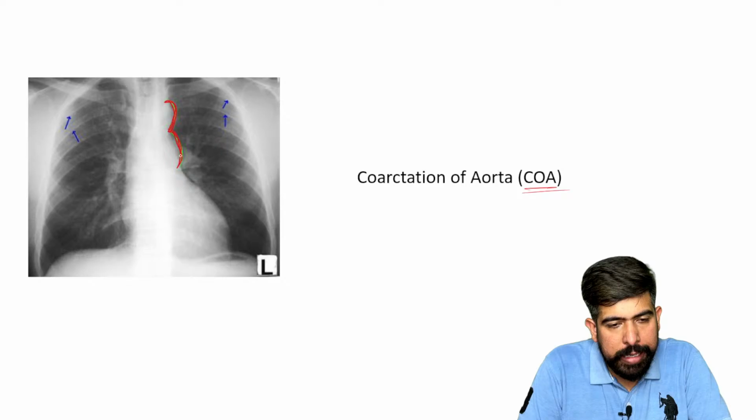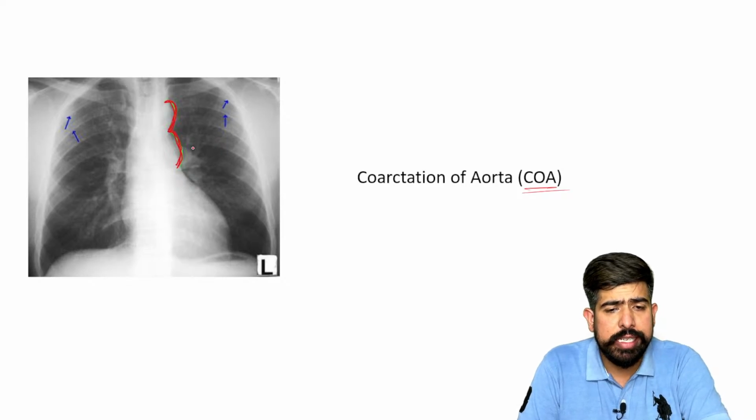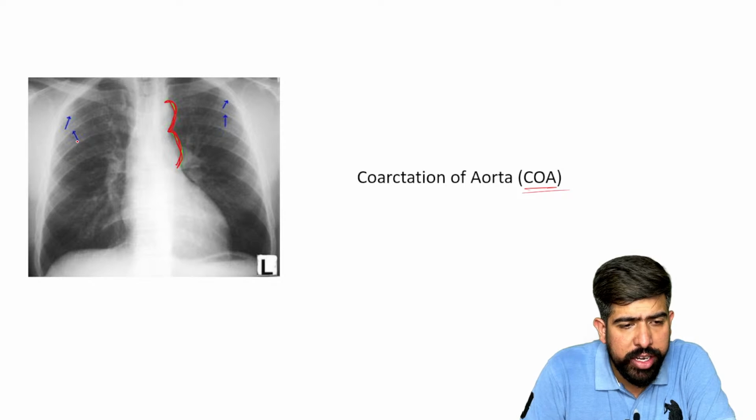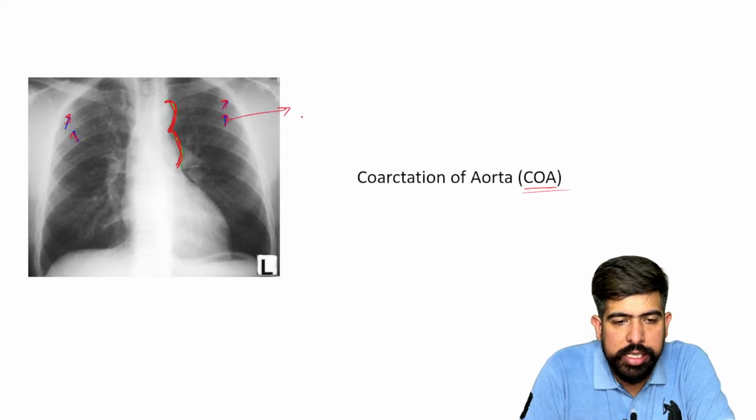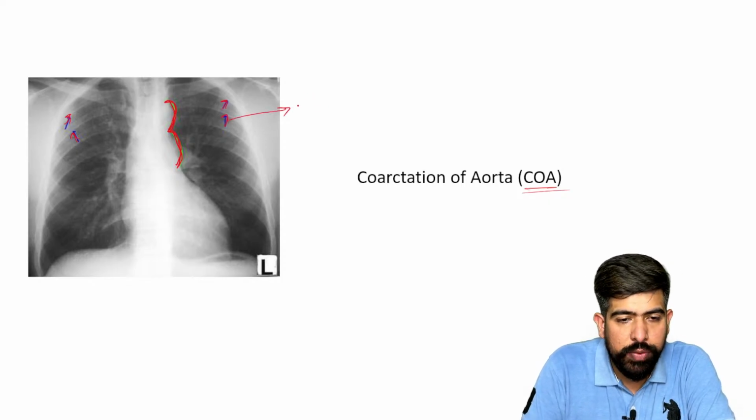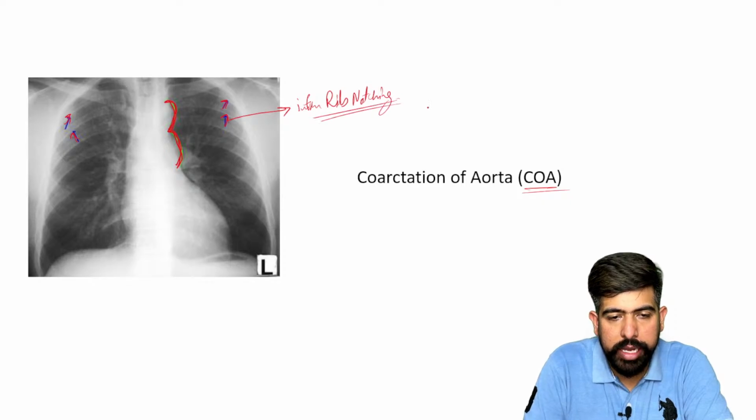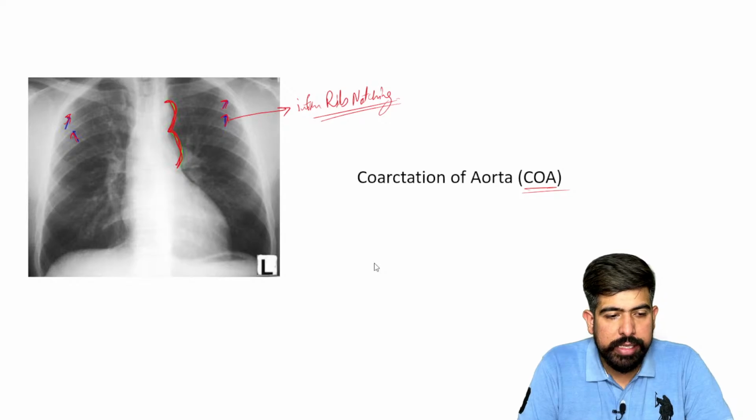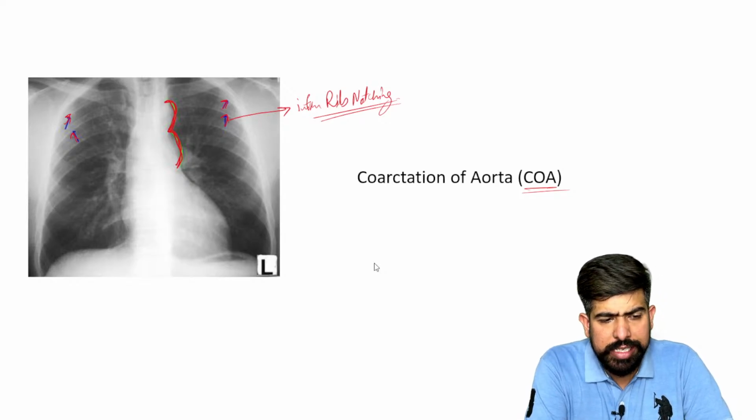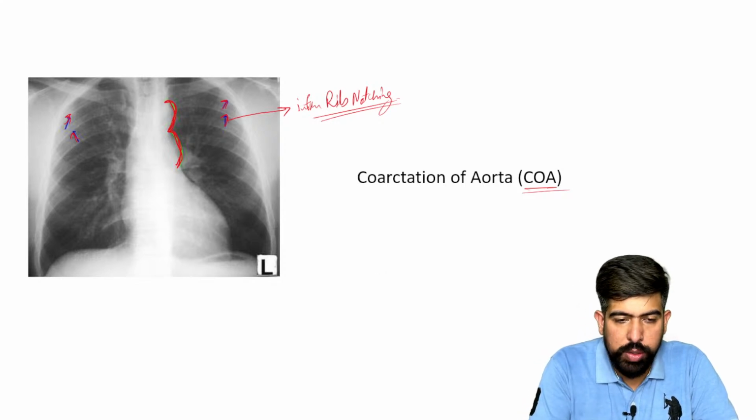Not only this figure of 3 is seen in coarctation of aorta, but also inferior rib notching. You can see over here the ribs are getting notched inferiorly, right? A notch is seen over there. So inferior rib notching is also the classical picture of coarctation of aorta. Inferior rib notching is the classical sign of coarctation of aorta, right? So please remember it.